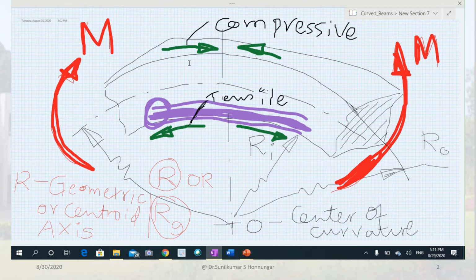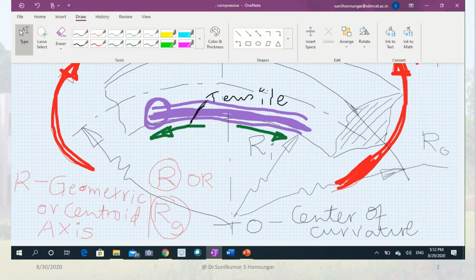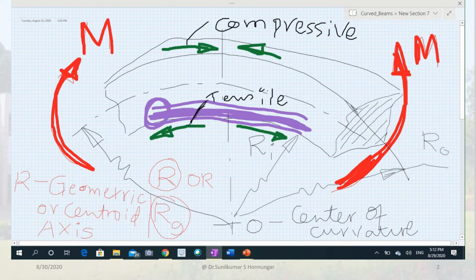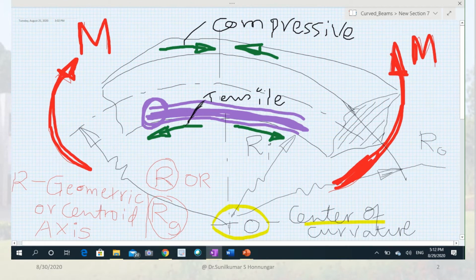These curved beams are loaded in such a way that the curvature will not be closed, it will be opened. I'll just try to narrate. So just have a quick glance. The center of curvature is here. I have just mentioned the center of curvature is here, and with respect to it this particular beam is bent.